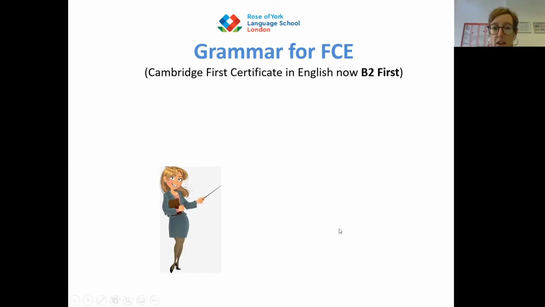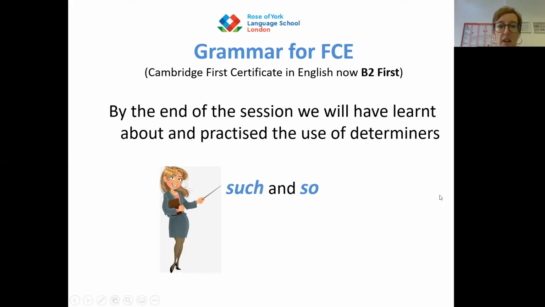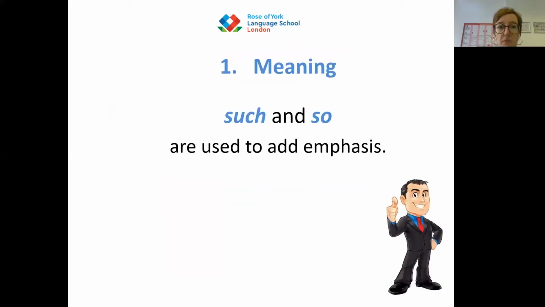So the grammar we're going to look at is the difference and the uses of the words such and so, used as determiners. I want to specify this because you can use so in other ways, but we want to look at so as a determiner today. All right? So, first of all, the meaning. What do such and so mean?